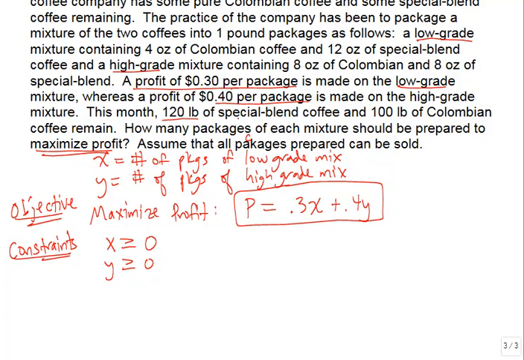Now the other two constraints that we're going to have come from the fact that we have 120 pounds of special blend coffee available to put into these mixes, and 100 pounds of Colombian coffee remain to put into our mixes. And how do we create these mixes? Well, we have, for the low-grade mix, 4 ounces of Colombian coffee and 12 ounces of special blend.